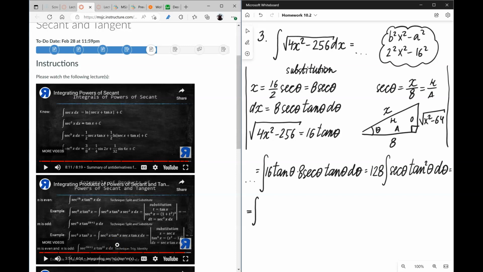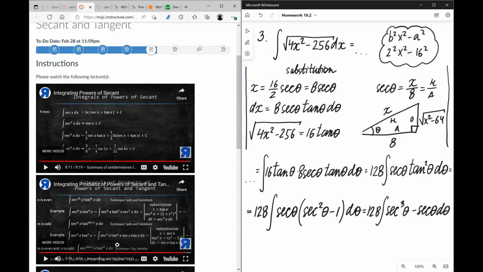So we're going to substitute tangent squared with secant squared theta minus 1. So now we have an integral made of two powers of secant, each of which is pretty straightforward. We also learned them earlier in one of the earlier lectures.